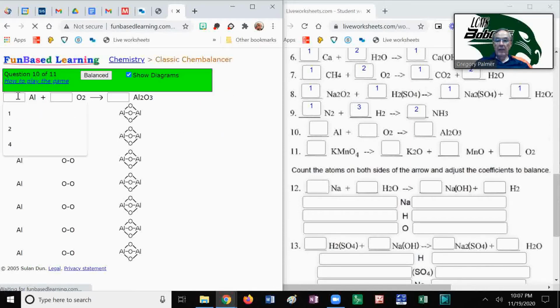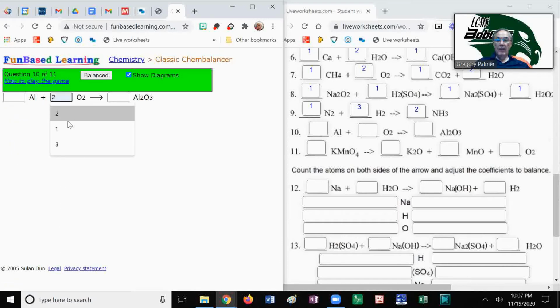And as I said, start off with 1 coefficient in all the boxes so you can see a picture of the molecules. Over here I have 1 aluminum, 2 oxygens, 3 oxygens here, and 2 aluminums. So again, I'm looking at this subscript. I've got a group of 3 and a group of 2.